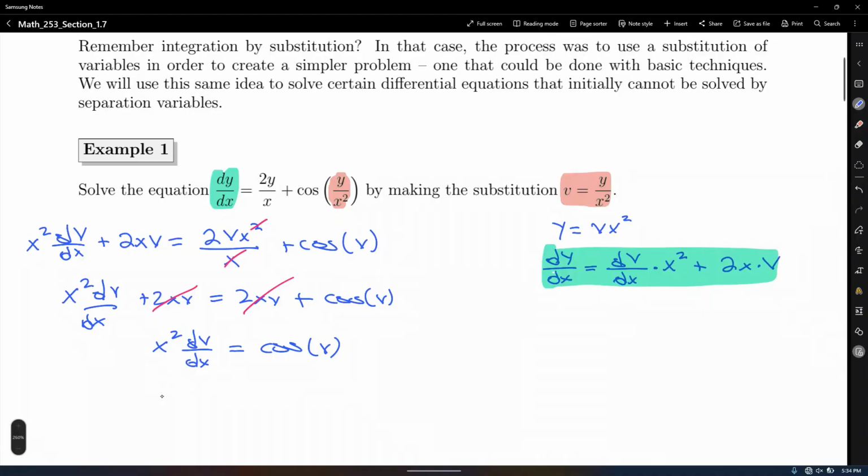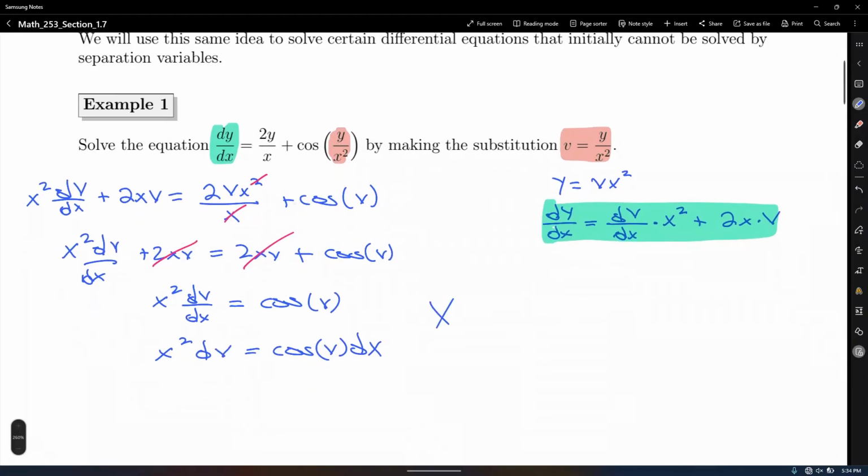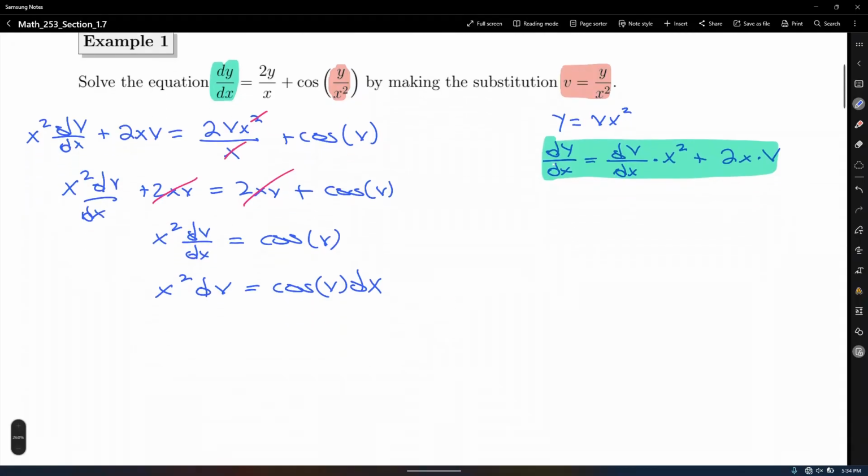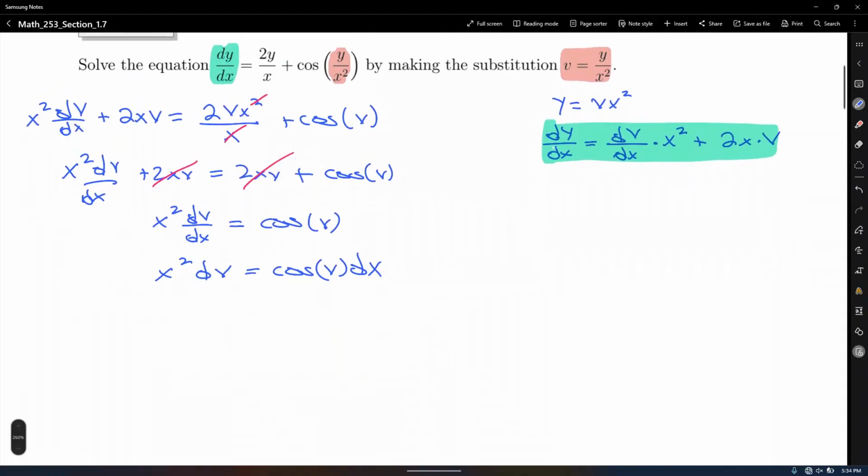I'm going to multiply both sides by dx, so that's x squared dv equals cosine of v dx. Okay, let me make this v look like an actual v. Sometimes my v's can look like x's. If there's something unclear, let me know. All right, but I'll try my best to write the v's correctly. Okay, so this will be, by separating variables, dv over cosine v equals dx over x squared.